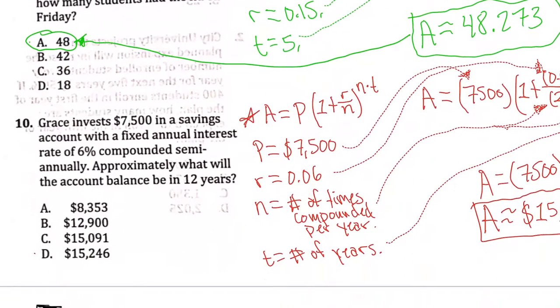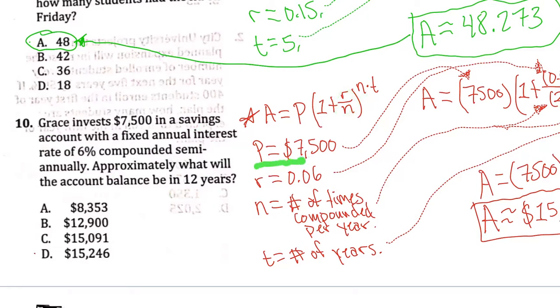All right, this one here, it's going to be a different formula, a compound formula. Compounded means that the interest is compounded twice. So here it's semi-annually. So let me just read it. Grace invests $7,500 in a savings account with a fixed annual interest rate of 6% compounded semi-annually. Approximately, what will the account balance be in 12 years? So again, this is the difference here, R over N and N.